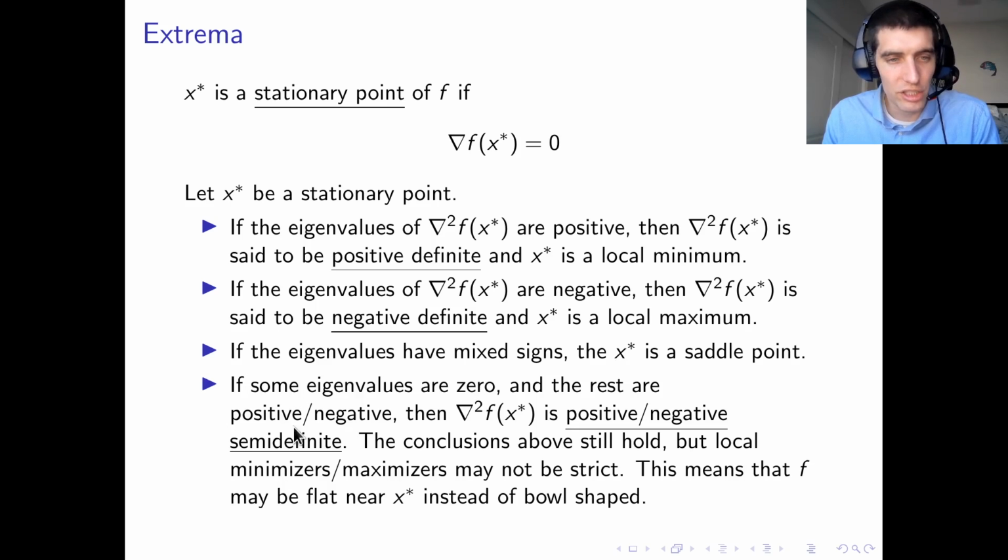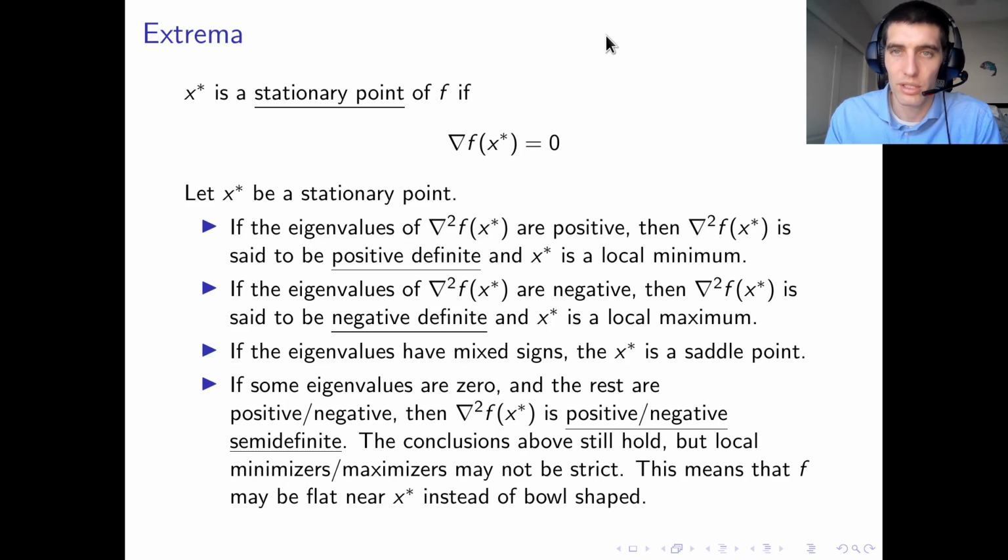And just a slight extension: if some of the eigenvalues are 0 and the rest are positive, then you would say this Hessian is positive semi-definite. And similar for negative. If some of them are 0, you say semi-definite instead of definite. And the conclusions above still hold, but the local maximizers and minimizers might not be strict.